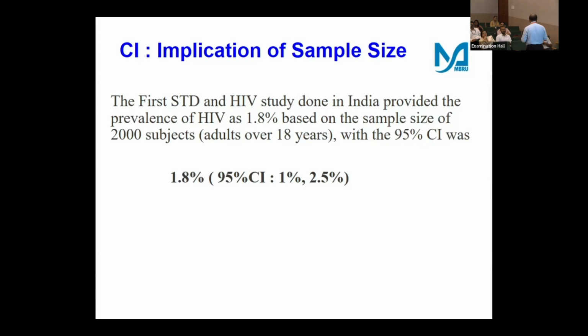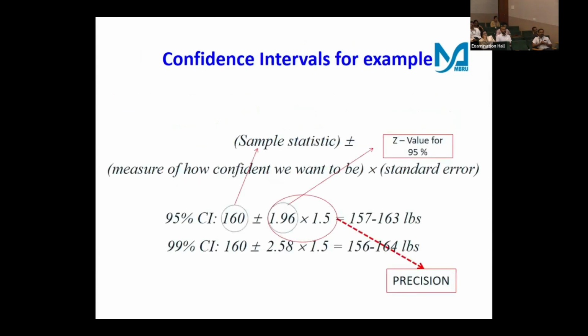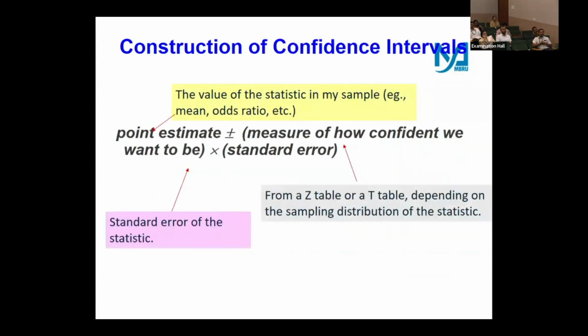Please remember, now I'll go back to the confidence interval formula. How do we calculate it? You have done a study where we estimated the proportion, the percentage of people who have HIV. That is your point estimate. So here it is 1.8%, and how confident we want to be, 90% or 95%. Some of the biochemistry studies and pharmacological studies establish 90% confidence.